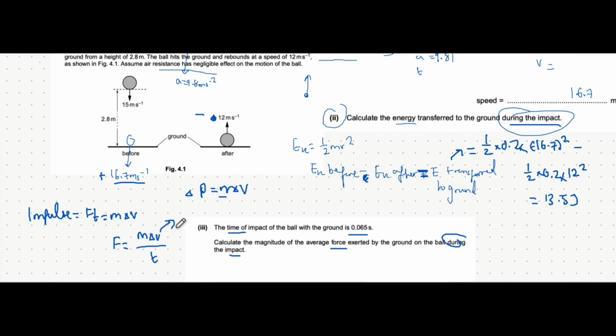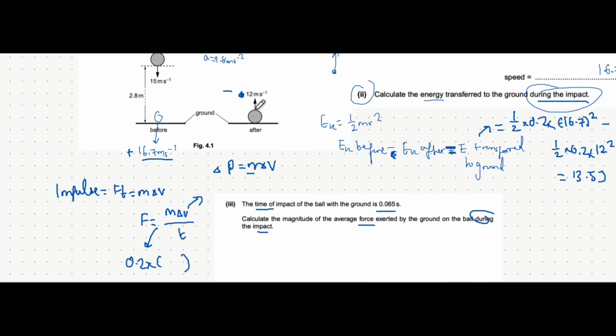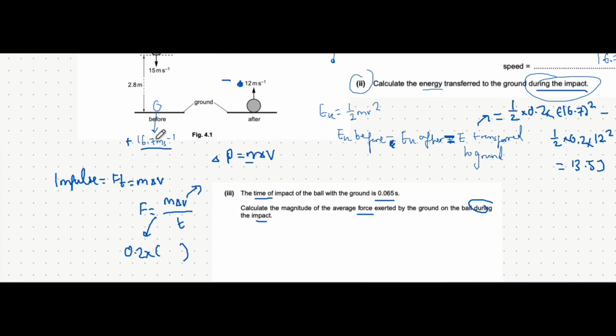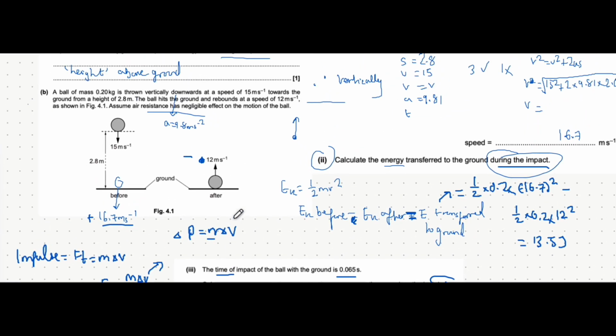So let's input into that equation now. We have the mass, which is 0.2, multiplied by the change in velocity. Now, you can think about this quite logically. What's the change between 16.7 and minus 12? Well, it's 16.7 plus 12. That's 28.7. And you divide all of that by the time, which is already in seconds, 0.065. And that'll get you a value of 88 newtons. That's the answer to this question and the answer to the whole question.